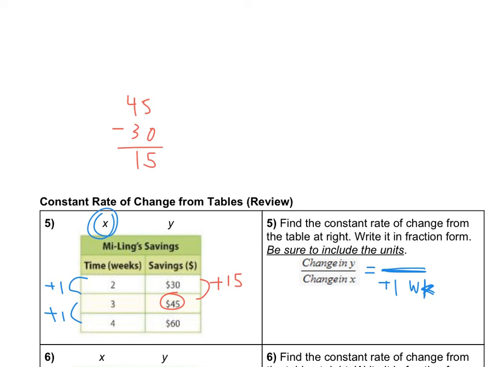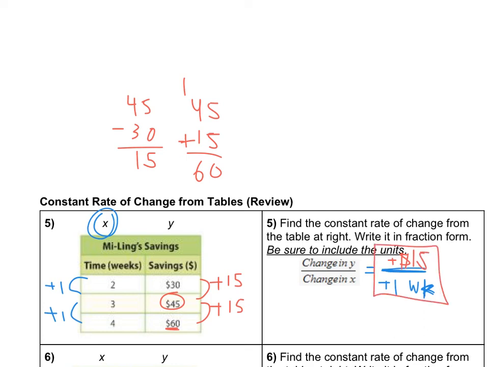To go from 45 to 60, once again, we add 15. And you could double check that. You could say, 45 plus 15, does that really equal 60 like the table says? 5 plus 5 is 10. Carry the 1. 4 plus 1 is 5, plus 1 more is 6, and that gives us 60, which is what we have in the table. So it is increasing by $15 each time. So my constant rate of change is $15 for every 1 week.